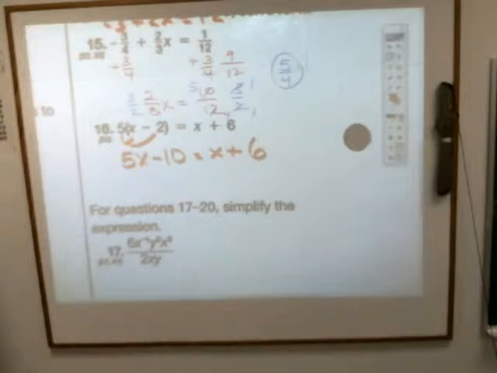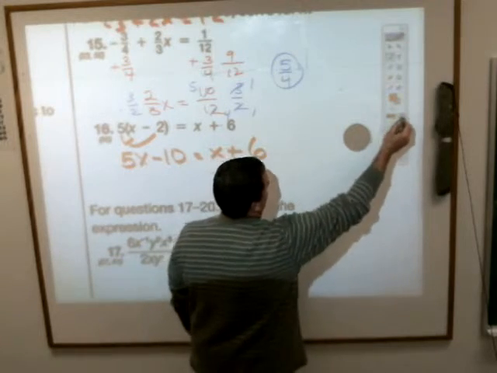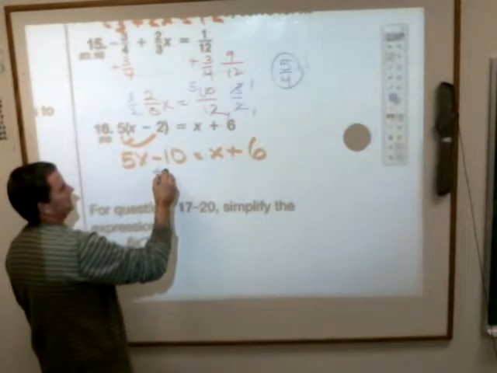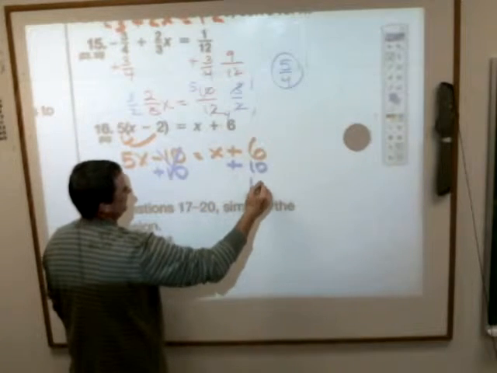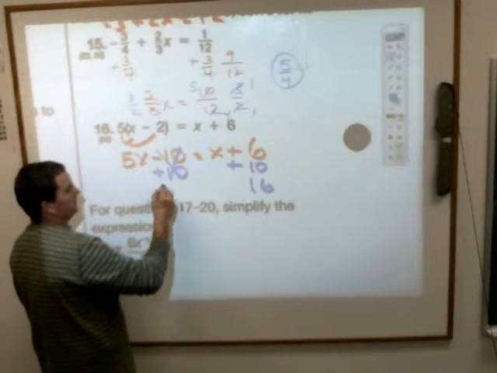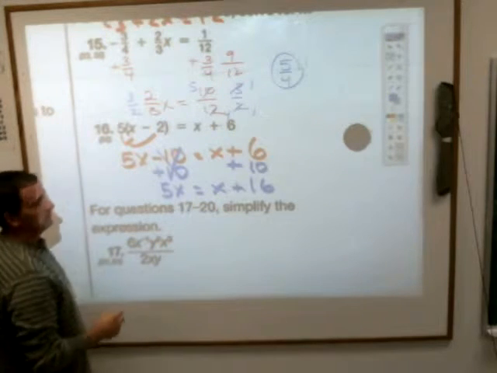Now, again, following the rules of equations, you want all your x's on one side, all your numbers on the other side, so what's going to have to happen here, Jeremy? Okay, you're going to move my tens first, so I add 10, that gets rid of it here. I add 10, I end up with a 16 there. So now I'm left with 5x equals x plus 16.